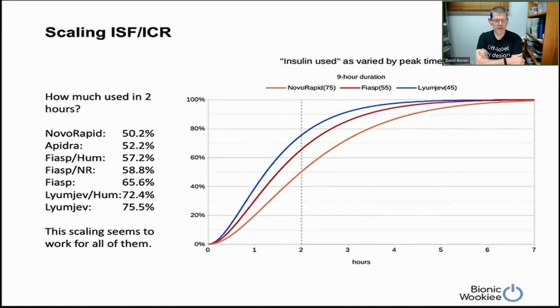So you can see here that FIASP at 65 or 66% versus Nova Rapid is 50%. So that's 1.3. So I would be increasing my ISF by 30% when I go from Nova Rapid to FIASP. It's not a huge difference. It does work for giving food boluses, but the other thing that's happening here is I'm now doing this in a system where I don't bolus.